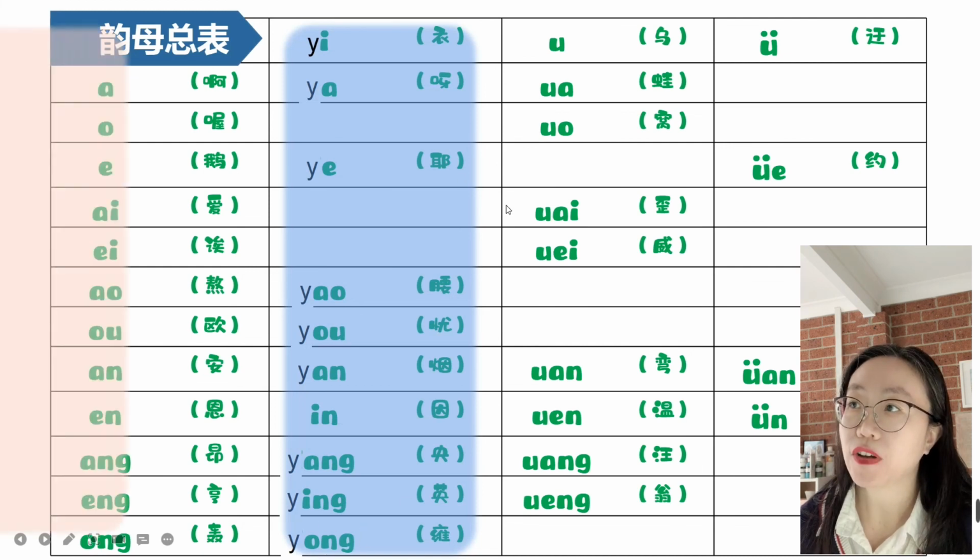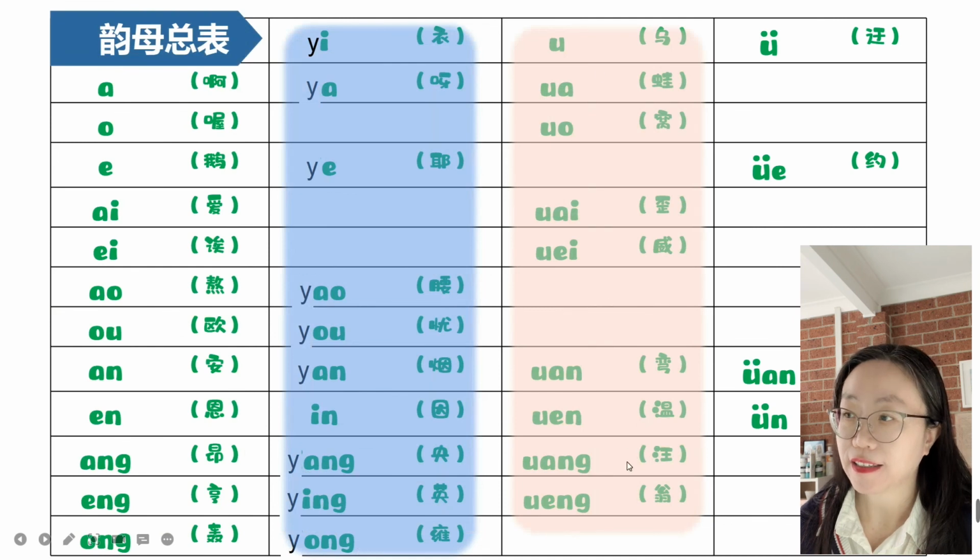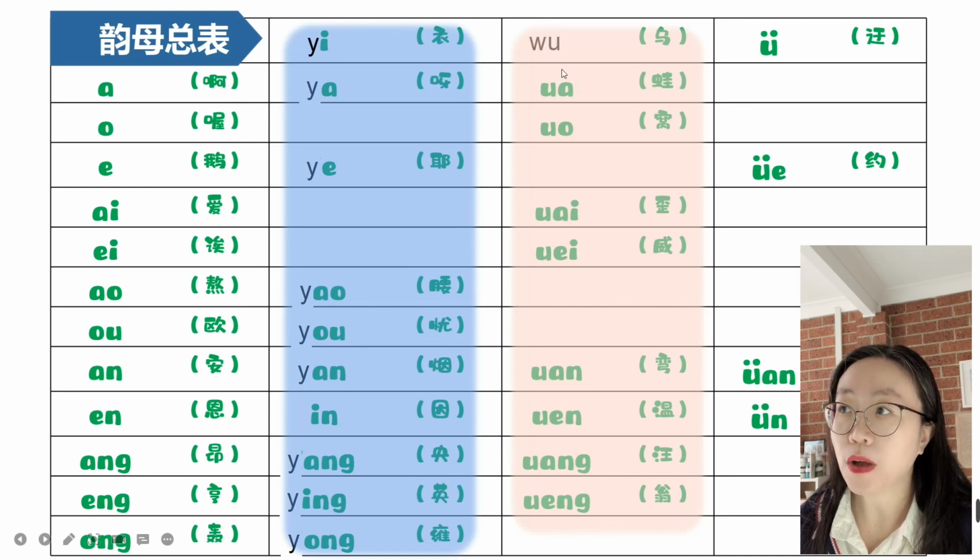Okay, for the second line, if without initials in front, we will write it like u: wa, wo, wai, wei, wan, wen, wang, weng.